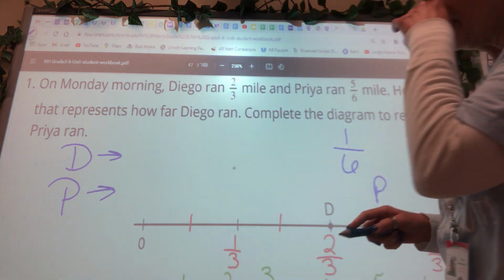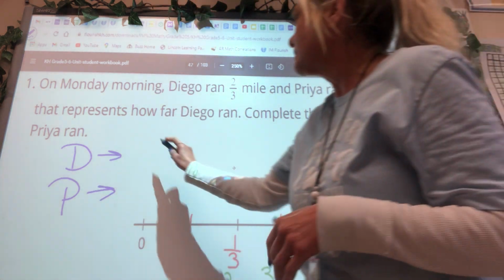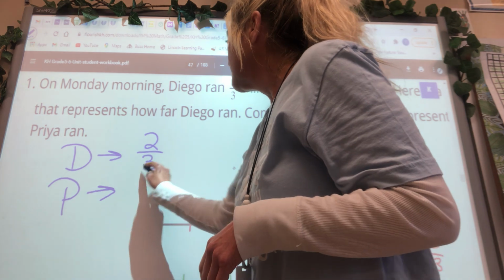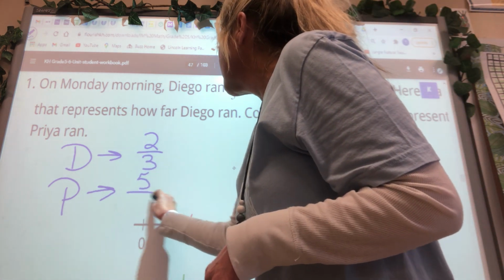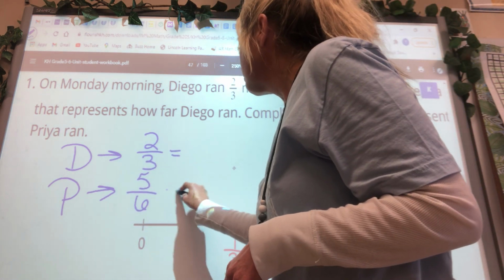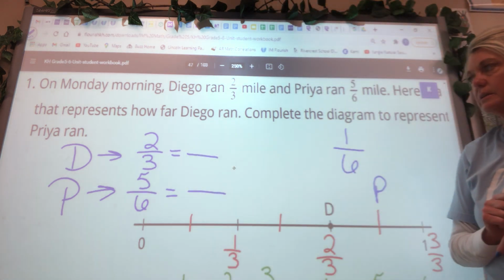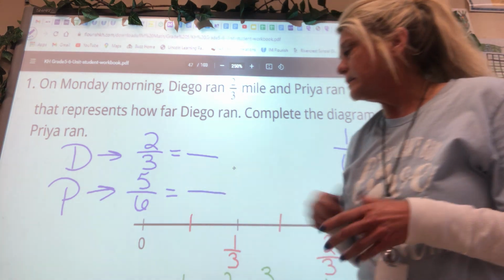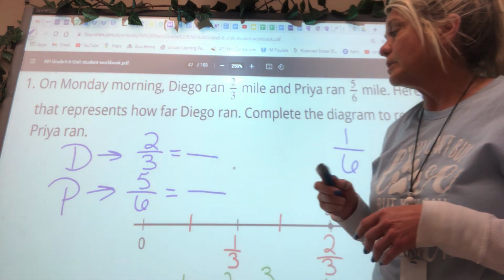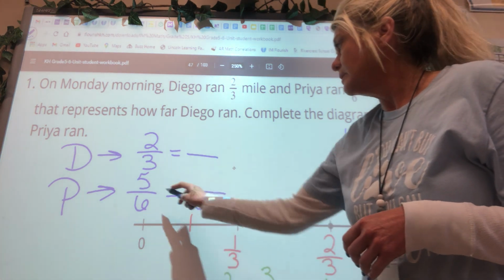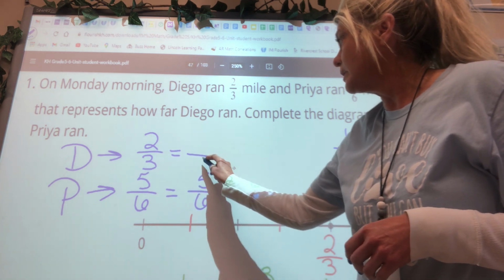So if we're going to do any kind of work with them, they have to be in the same denominator. So, will 3 go into 3 evenly? Yes. Will 3 go into 6 evenly? Yes. So our denominator's going to be 6. This one was already in 6, so we keep it.